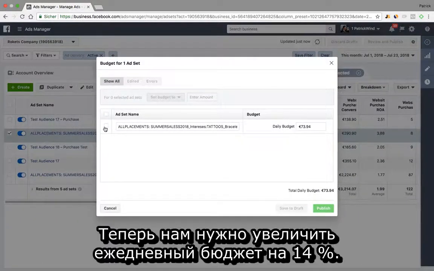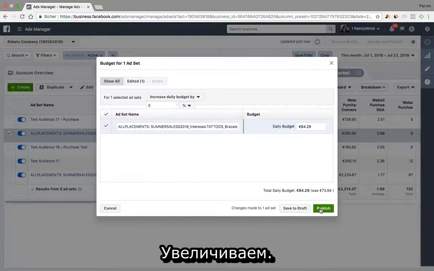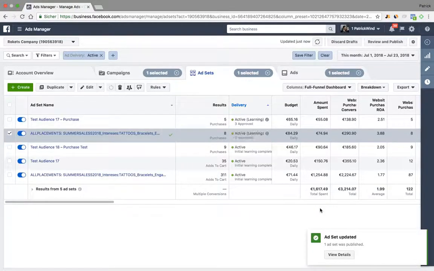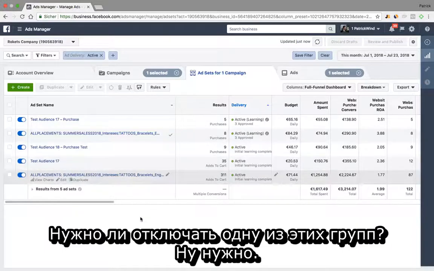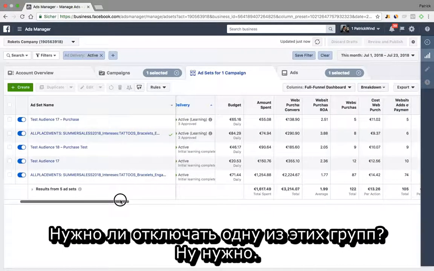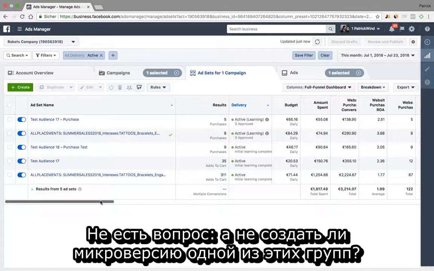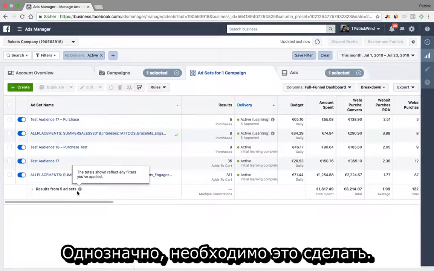Okay, so now we want to increase the daily budget by 14%, for example. Now we increase this one. And that is very good. So we already allocated budget properly. Now the question is, should we deactivate one of these ad sets? No. In my point of view, we should not deactivate one of these ad sets, but the question is, should we probably create a micro variation of these specific ad sets? And my answer is clearly yes, we should definitely do that.